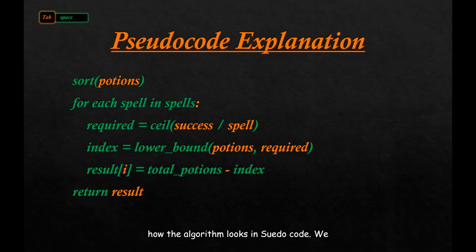Here's how the algorithm looks in pseudocode. We sort the potions. For each spell, we calculate the minimum required potion value by dividing success by the spell's power and rounding up. Then we use lower bound to find where that potion would fit in the sorted array. The result is the number of potions from that point onward. We store those counts and finally return them.